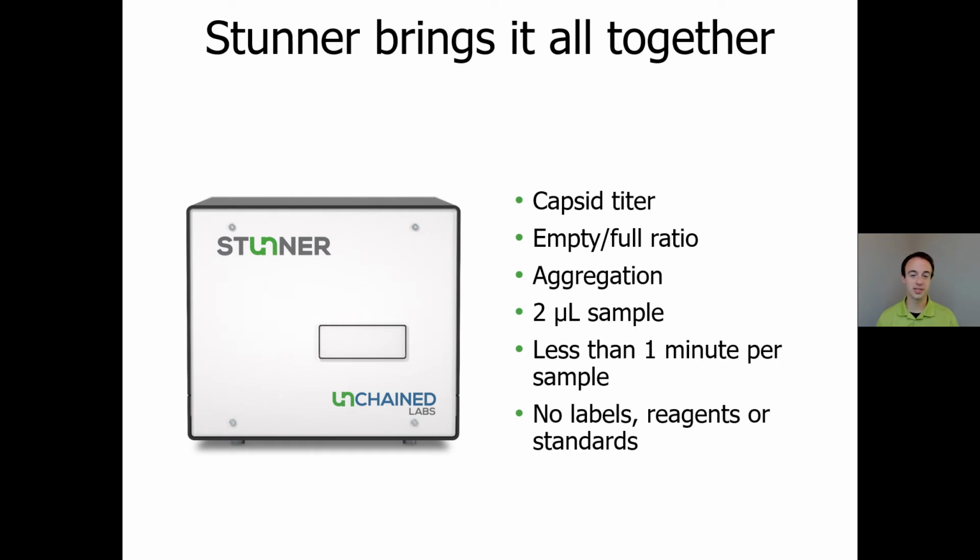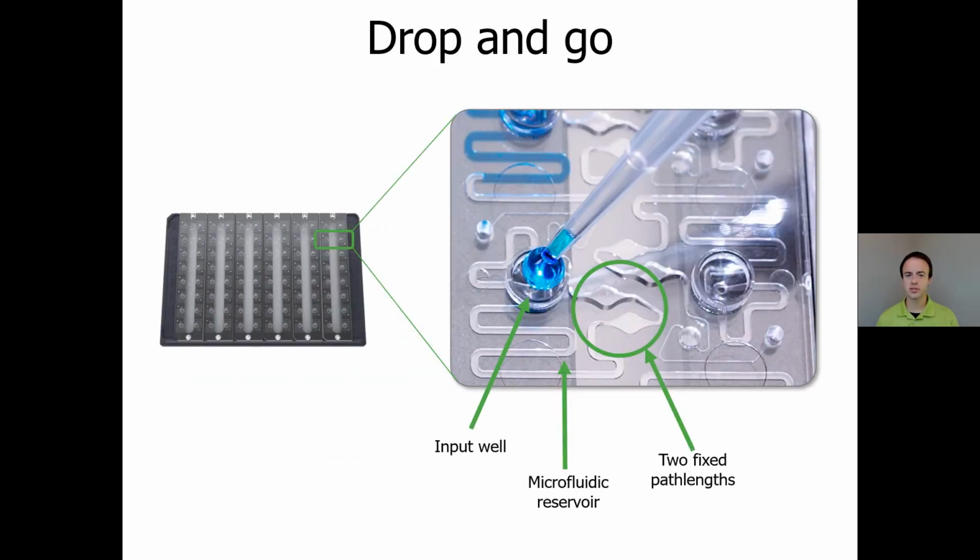That's where Stunner brings it all together to deliver answers on capsid titer, empty full ratio, and aggregation with only 2 microliters of sample in less than a minute. And there's no labels, reagents, or standards. You just use the sample you've got. So how does Stunner do this?